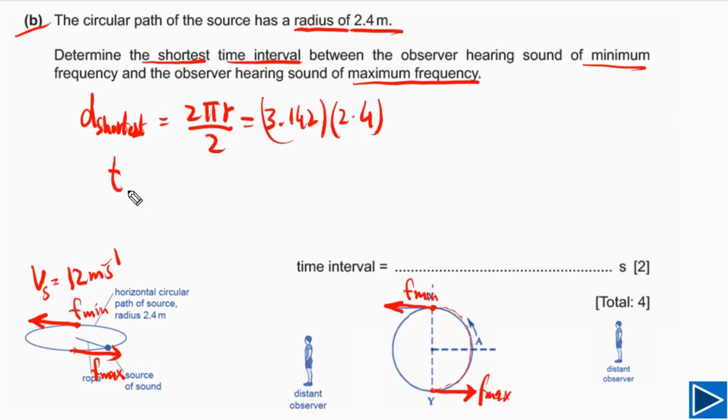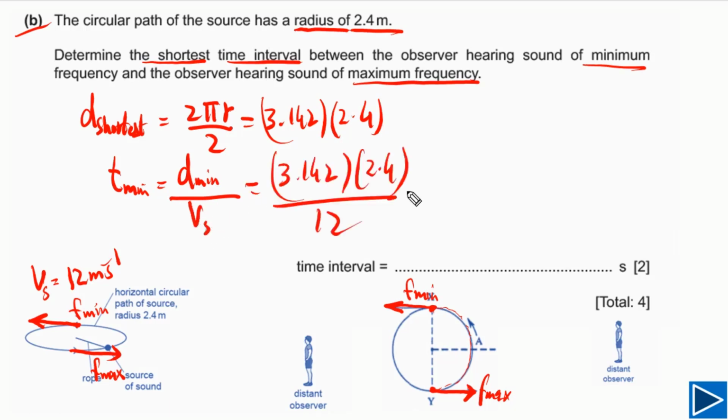We need to find shortest time, means the minimum time, that will be equal to minimum distance between 2 points, mean between this point and this point. So this is the minimum distance, and we need to divide by the speed of source. So if we solve this one, our final answer is 0.63 second.